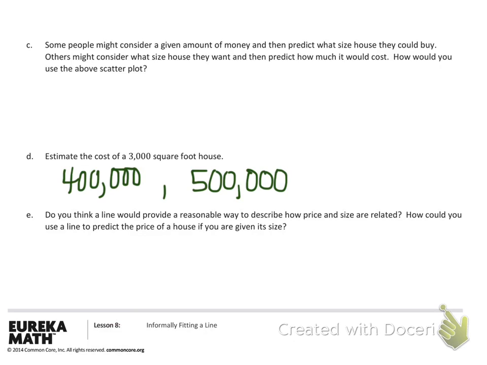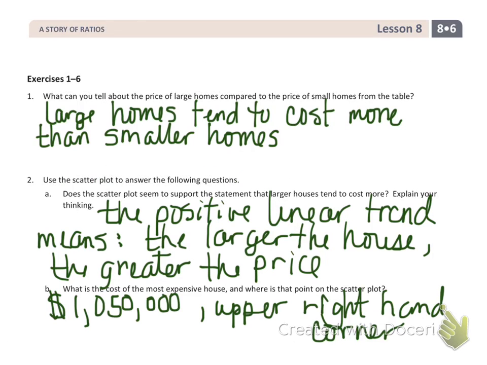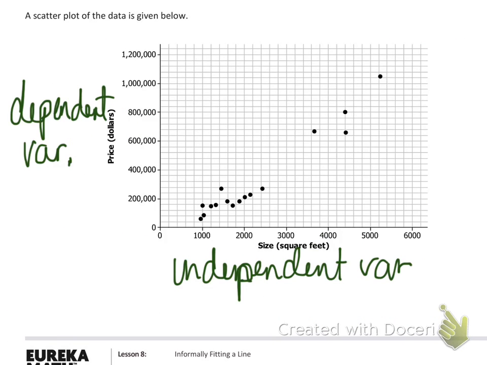So part E asks us, do you think a line would provide a reasonable way to describe how price and size are related? How could you use a line to predict the price of a house if you're given its size? So let's look back here. I think we would all agree that this appears to be a positive linear trend, and a line would maybe be a good way to make these predictions.